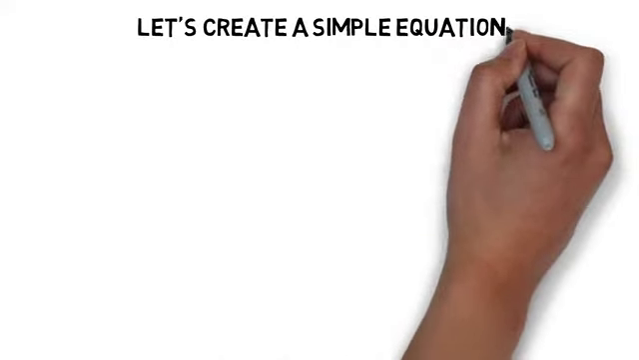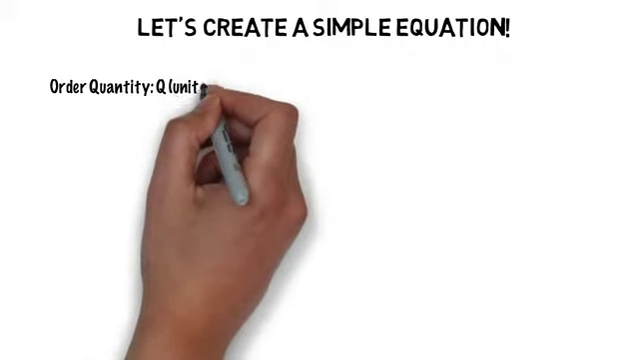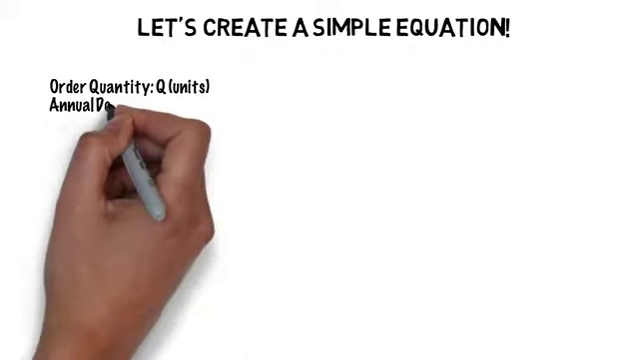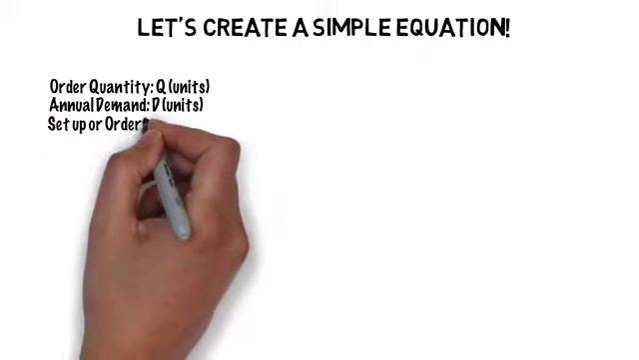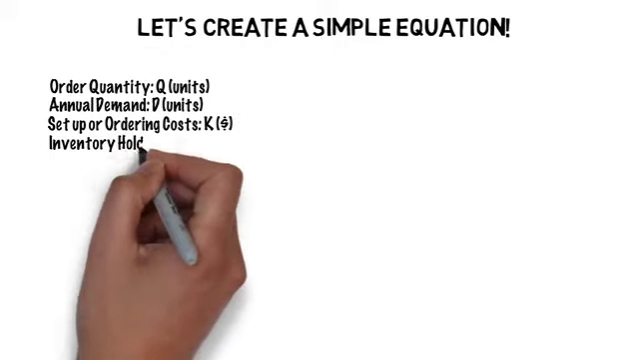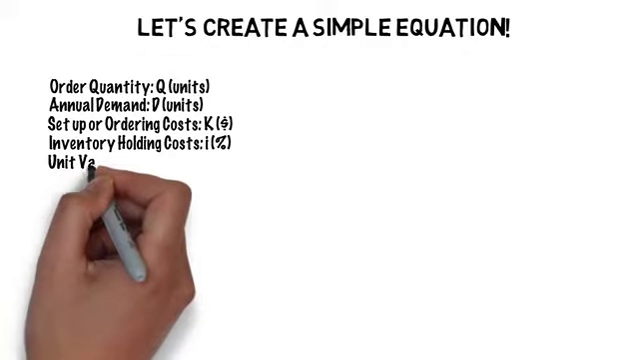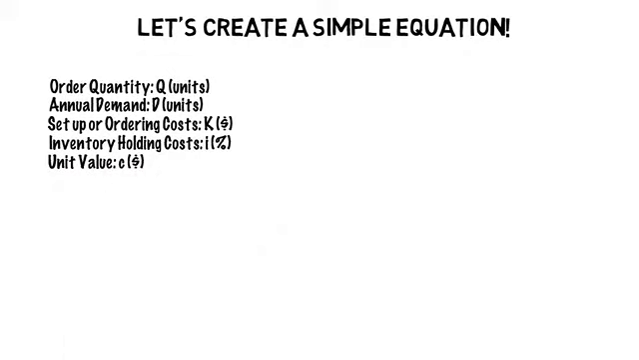To build the EOQ model, use the following notation. Your order quantity is Q, and it's expressed in units. Your annual demand is D, and it's also expressed in units. Your setup or ordering cost is K, and it's expressed in dollars. Your inventory holding cost is I, and it's expressed in percent. Your unit value is C, and it's expressed in dollars.